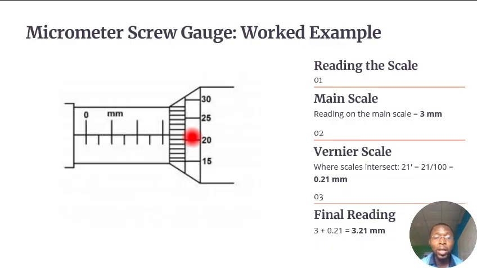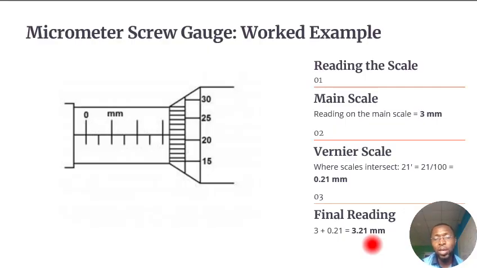centimeter, but in this case we are dealing with millimeter. It's going to be 0.01 millimeter. So multiplying 0.01 millimeter by 21, we'll be having 0.21 millimeters. Now the final reading will be main scale reading plus vernier scale reading. That will be 3 plus 0.21, and that will give us 3.21 millimeters.